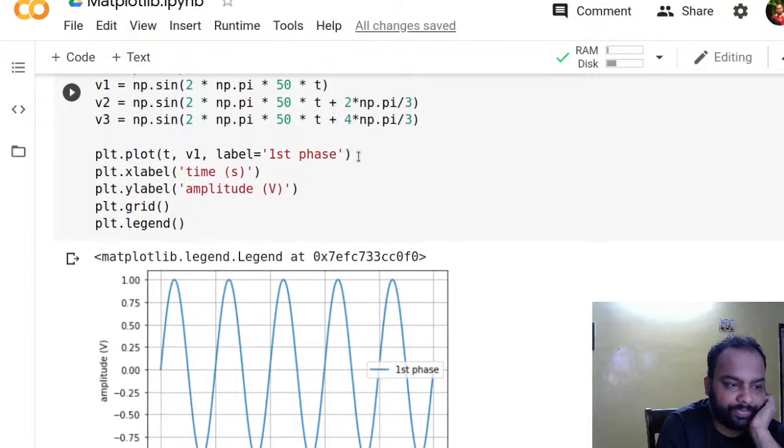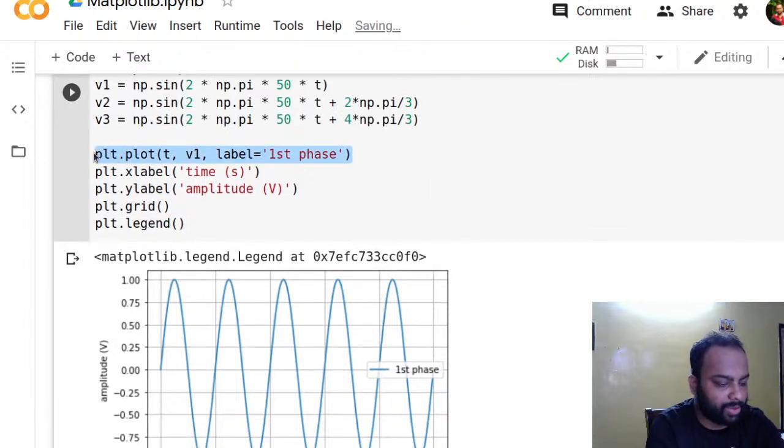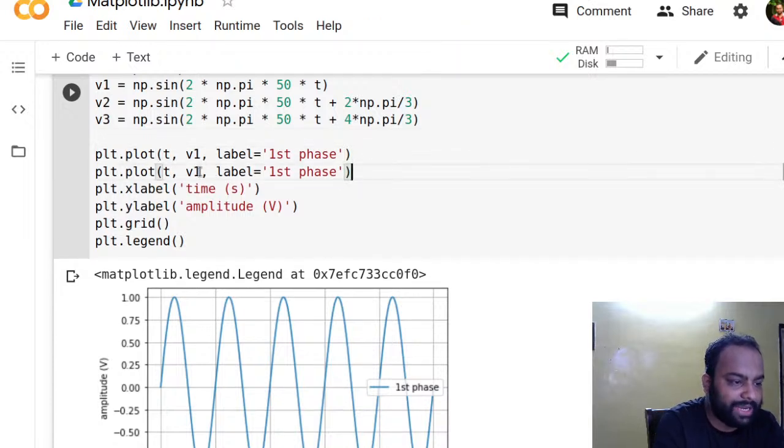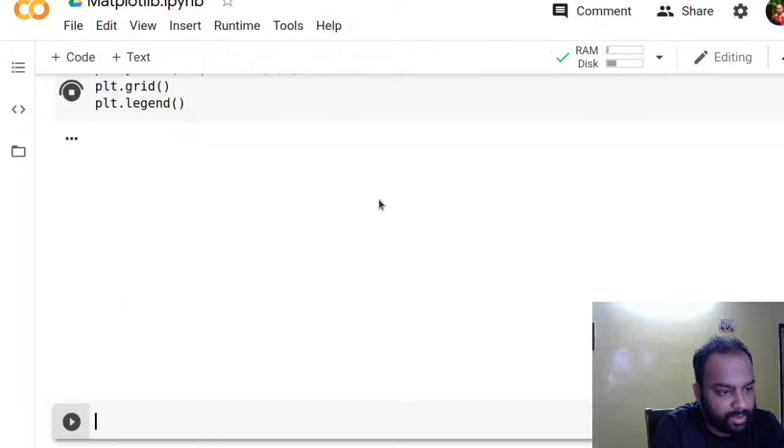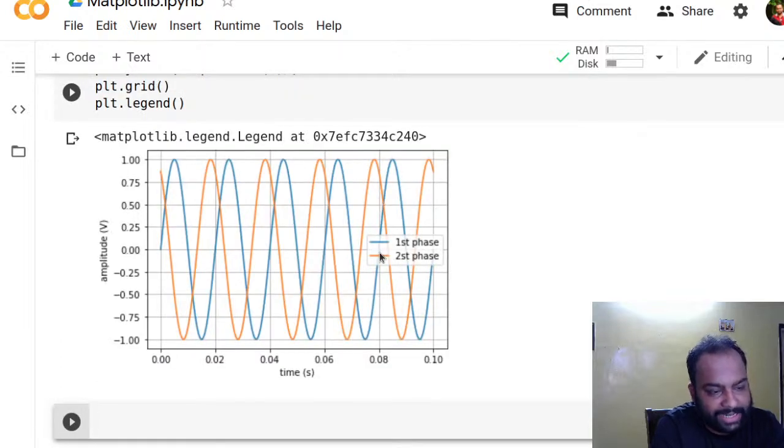Let's now plot the next one. And again, if you are just doing labels, then plotting them separately is nice and easier to remember. So this will be the second phase. Now if I plot them with the proper label here, see, the label indicates that the blue one is the first phase and the orange one is the second phase.